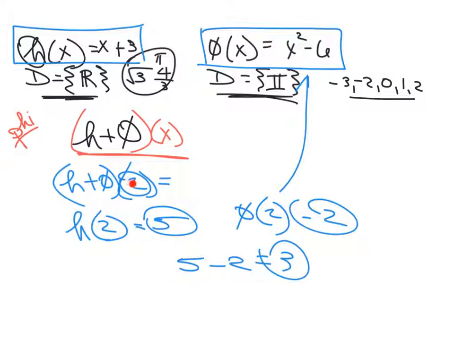You can take the h plus phi of 2, put the 2 in here, put the 2 in there, and just add your two answers together. Or you can add these first, and once you get a combined equation, you put 2 in. Now this works because the number I plugged in was 2, and 2 is both a real number and an integer. So that works. I can put a 2 in.